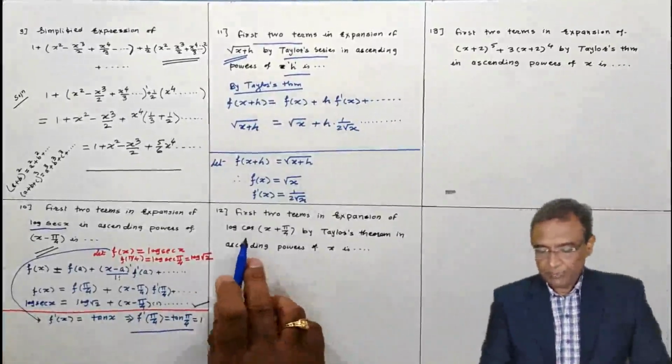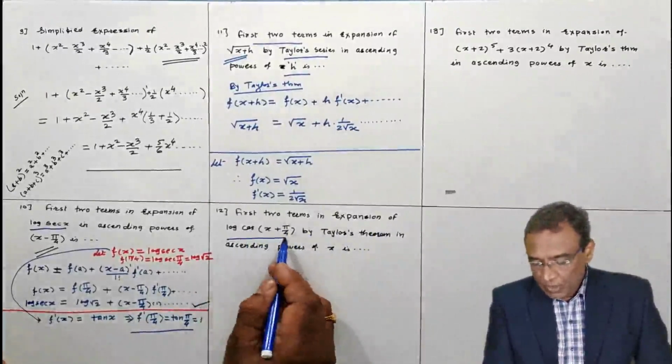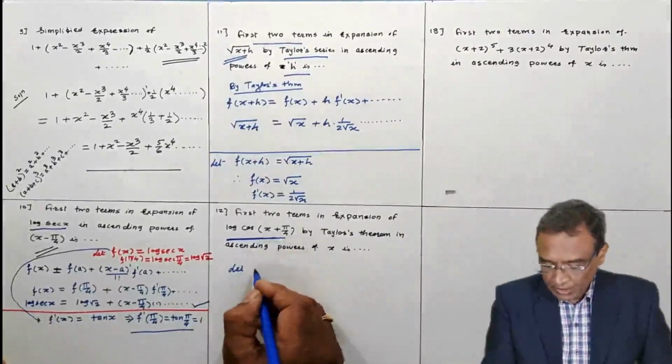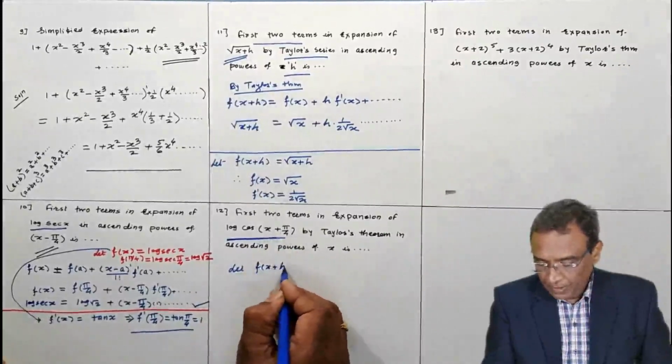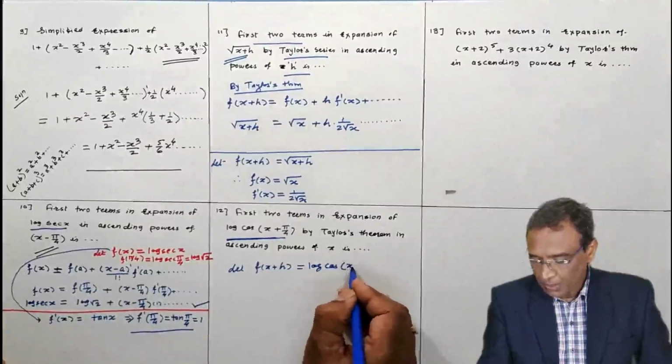Now, same problem, first two terms in the expansion of this one. See, if you look at this function very carefully, this function is the f of x plus h function. Let f of x plus h be log of cos of x plus pi by 4.